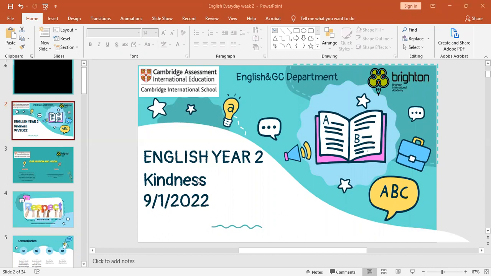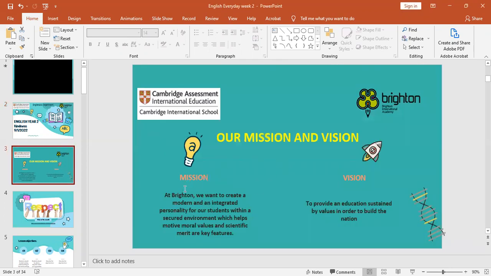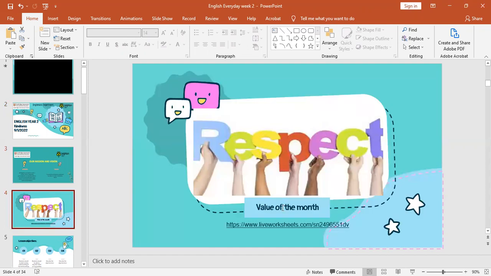So before we go into what we have, let's look at our mission and vision at Brighton. Here at Brighton, we want to create a modern and an integrated personality for our students within a secure environment, which helps motivate moral values and scientific merit are key features. Then the vision, our vision at Brighton International Academy is to provide an education sustained by values in order to build the nation. Talking about values, our value for the month is still on respect.